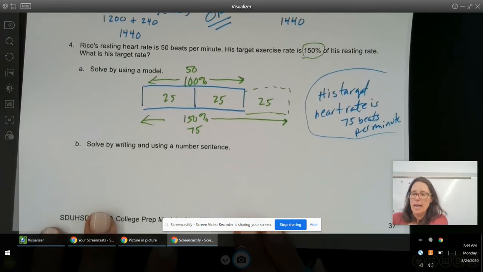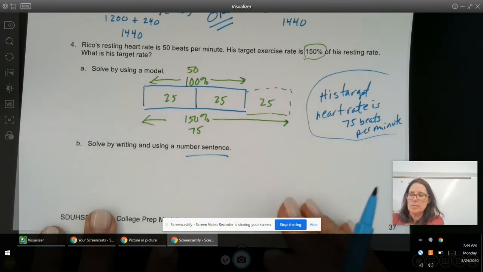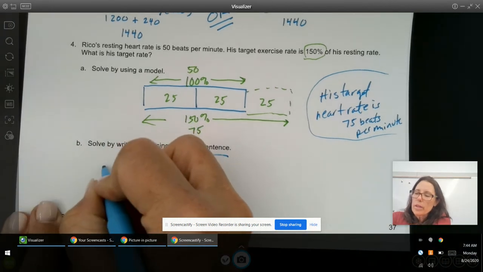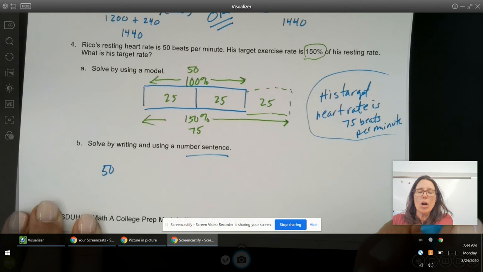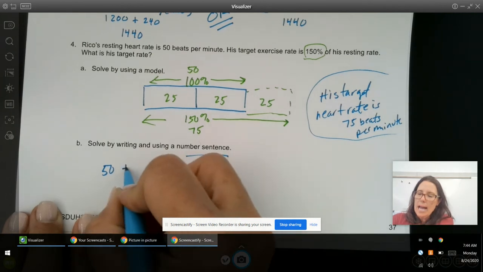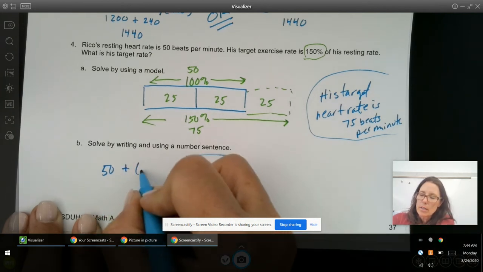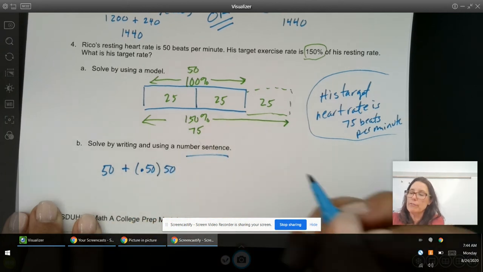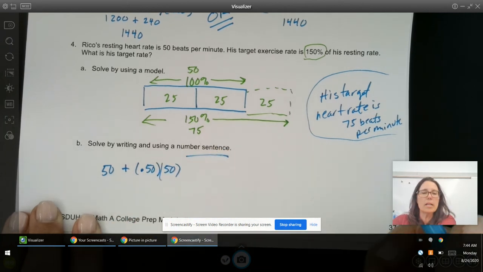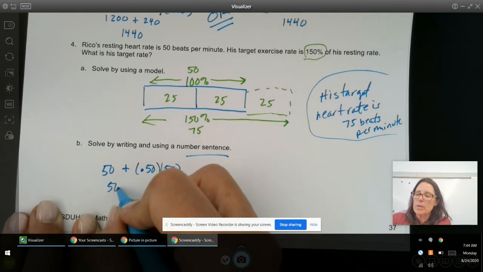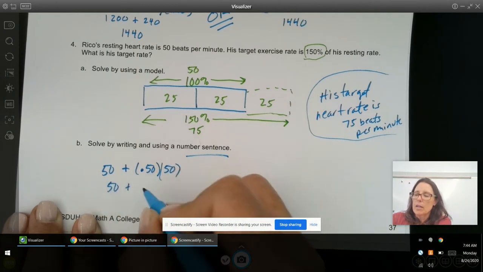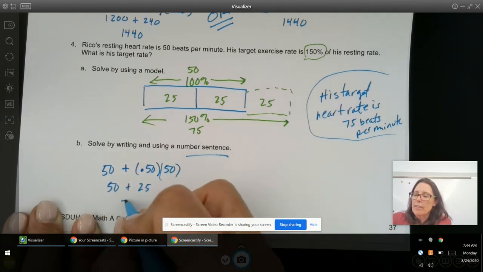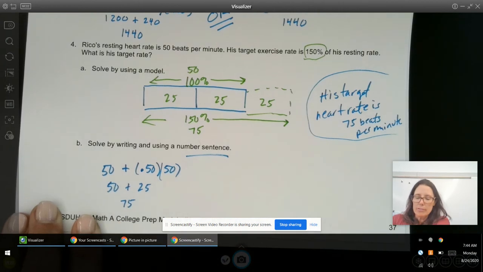Okay. All right, now for the number sentence. We started with our 50 beats per minute heart rate. We add to it 50% of that original 50 beats per minute heartbeat. So that would be 50 plus 25 gets us that 75.